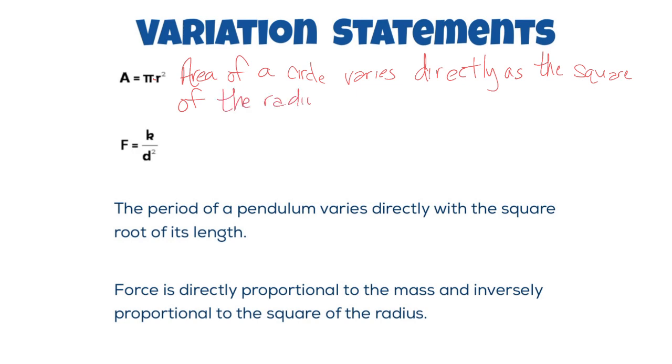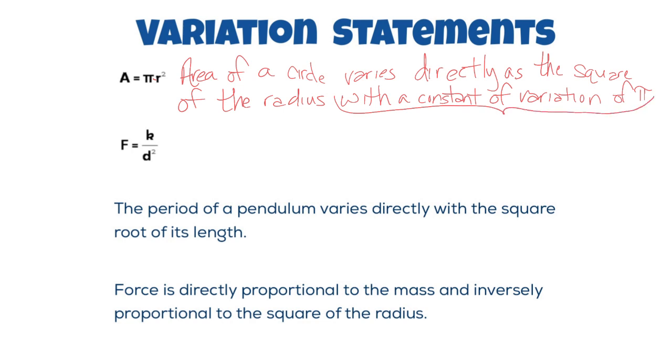Now, it is also important to indicate what else is going on in this formula. And so, again, textbooks will write with a constant of variation, like this, with a constant of variation of pi. Now, this gets a little bit wordy. We're already kind of writing a bunch. I'm going to let you do a shortcut here.